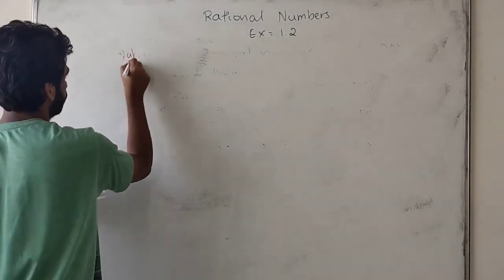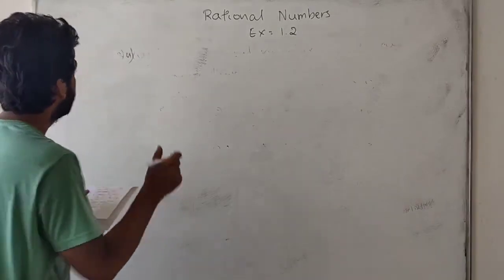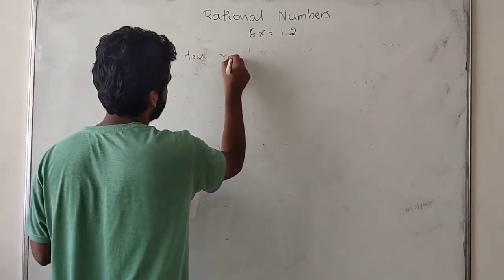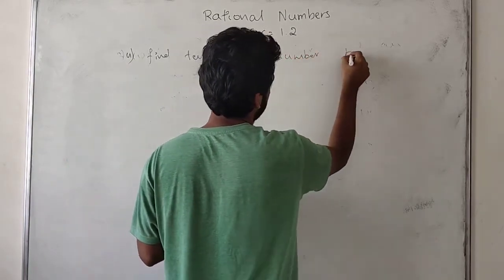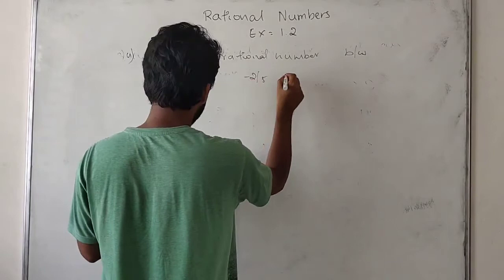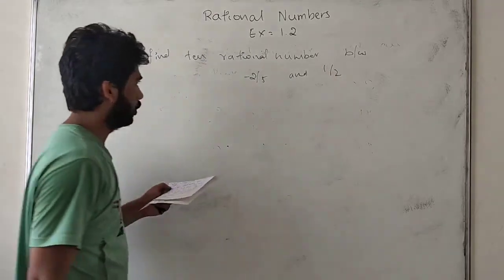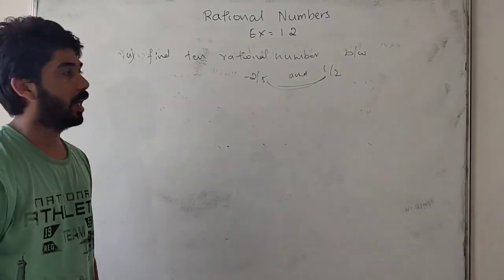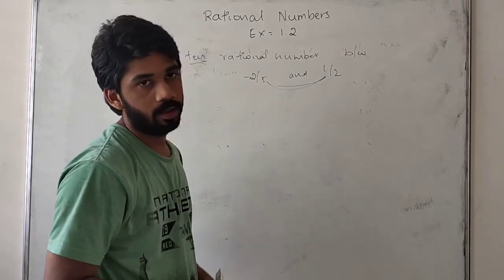So the fourth one: find 10 rational numbers between minus 2 by 5 and 1 by 2. The numbers in between, we have to write 10 rational numbers between minus 2 by 5 and 1 by 2.